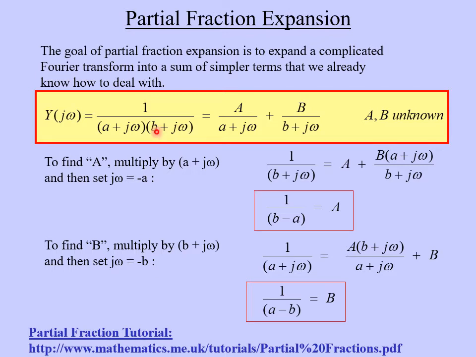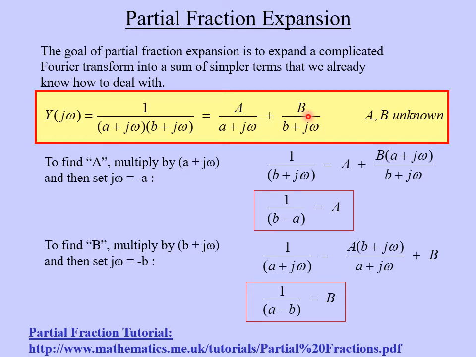So notice what you do here is, we've got the two terms down here in the denominator, a plus j omega multiplied by b plus j omega. And so here we break this thing up into two terms. The first one has an a plus j omega and the second one has a b plus j omega. And then we put a couple of constants up here. You can call them whatever you want. You can call them C1 and C2. I called them uppercase A and uppercase B. And of course, these constants at this point are unknown. So the task for partial fraction expansion is to determine what these partial fraction expansion coefficients are.